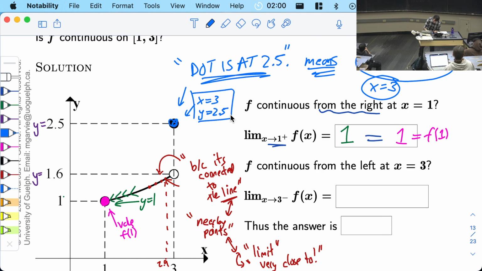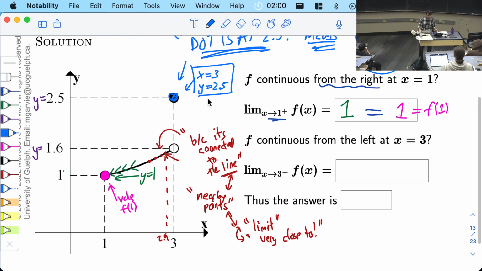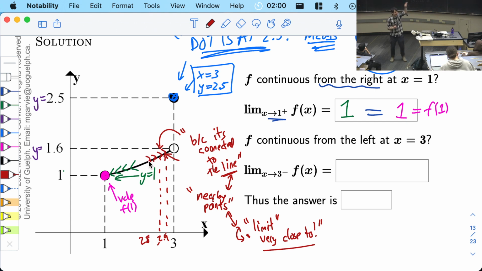So if you pick that one, it's not that you're completely wrong, it's that you had the right answer to the wrong question. If the question said, what is f of 3, then the answer is 2.5. If the question says, what is the limit, then we're talking about getting very close to x equals 3. So here's 2.8, 2.9, and the y values are all on that little piece of the line right there, getting closer and closer, moving up to y equals 1.6. So the limit is 1.6.